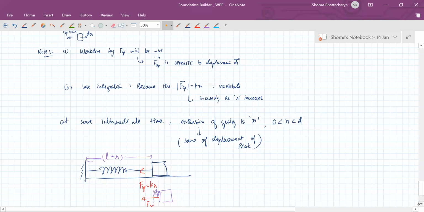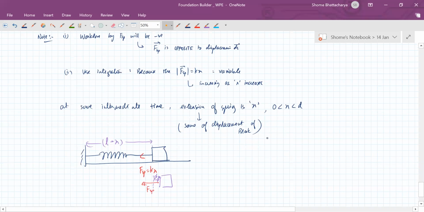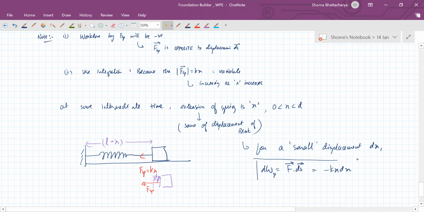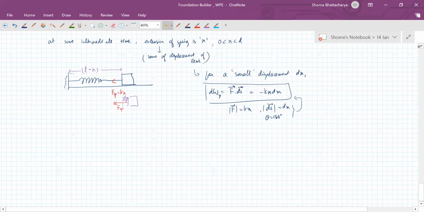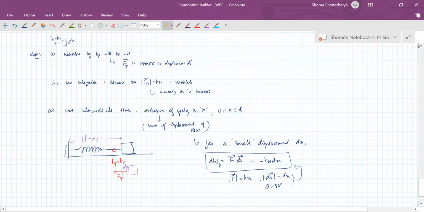Okay. So from this state, for a small displacement dx, the work done by the spring force will be F dot ds. So that will be minus kx into dx. Why will it become minus? Because the magnitude of the force is kx, the magnitude of the displacement is dx, but the angle between them is 180 degrees. So when you substitute this information, it becomes this. Okay. So now all we have to do is integrate this quantity from the initial position where x was 0 to the final position where x is d.